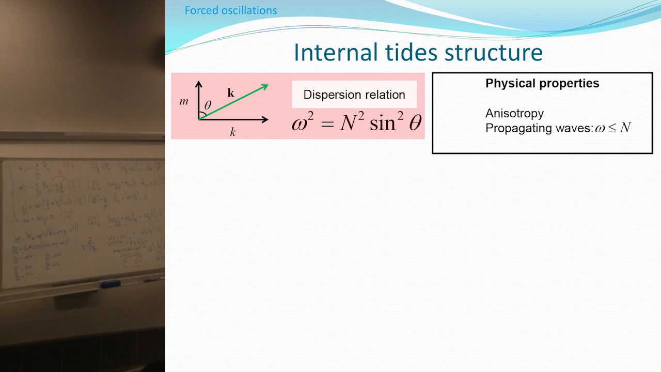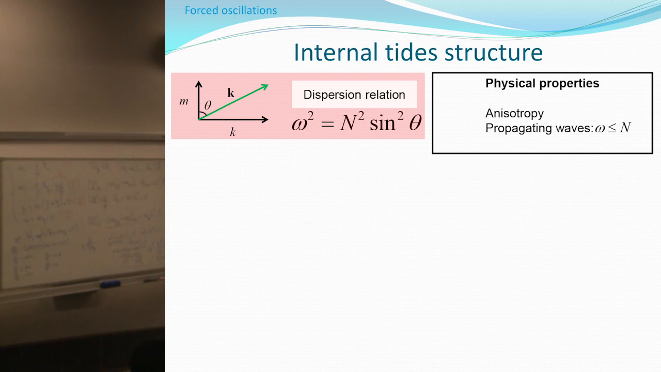And we can see as well that we have an upper limit for the forcing frequency of the wave, because sine squared of theta is always smaller than 1, and therefore for a propagating wave we have to have omega smaller than N.